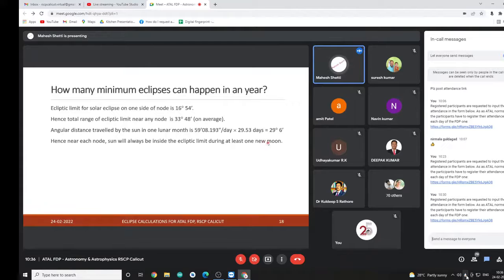It may happen that 2 new moons may take place. So the sun has entered the ecliptic limit, a new moon date took place, and the next lunar month is happening after 29 degrees 6 minutes, and the ecliptic limit will end at 33 degrees 48 minutes. So it is possible that there can be two solar eclipses around one particular node. You know, 2 consecutive months of solar eclipse. That can happen. But we are talking about how many minimum eclipses are possible. So at least one has to be there. Therefore, in a solar year at least 2 solar eclipses happen, one near each node.